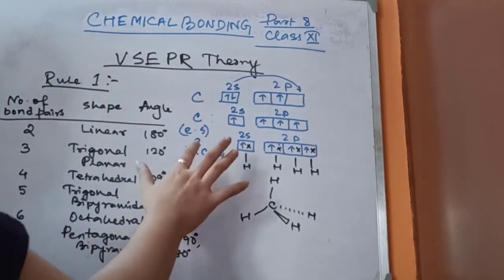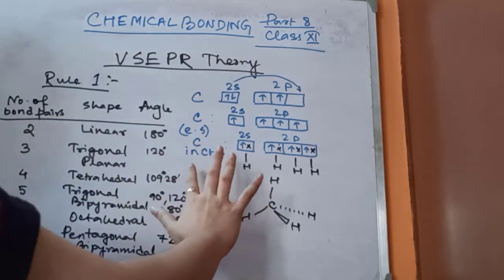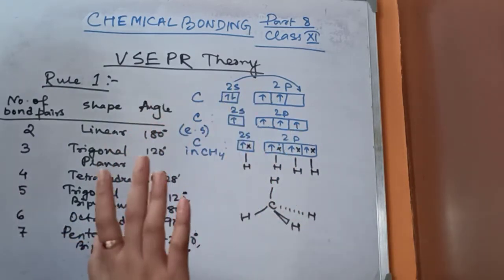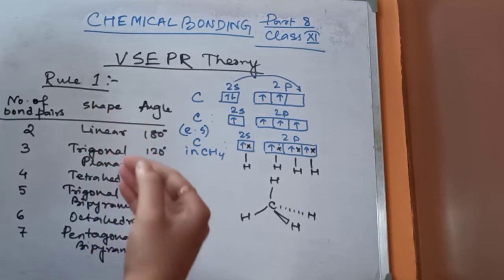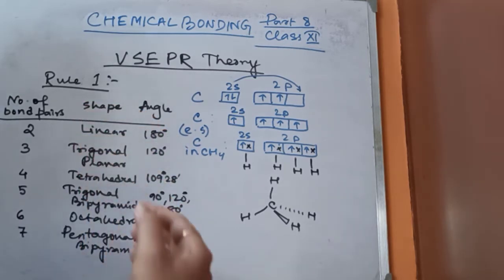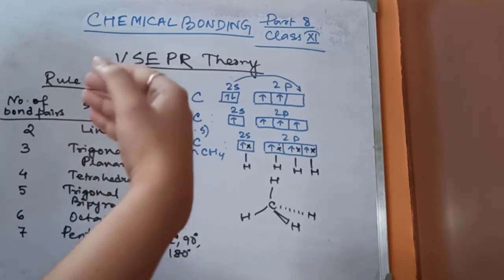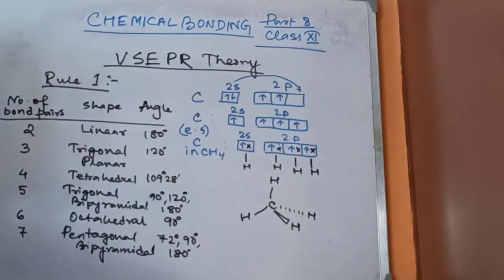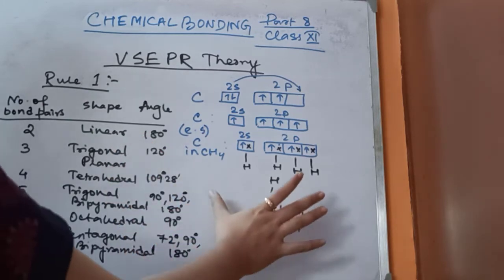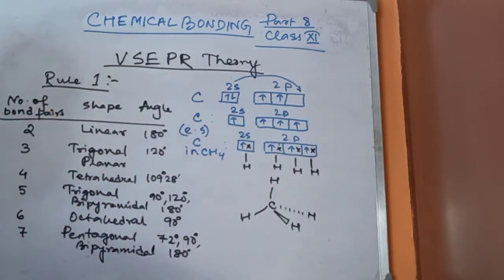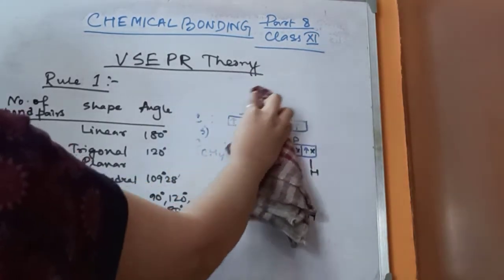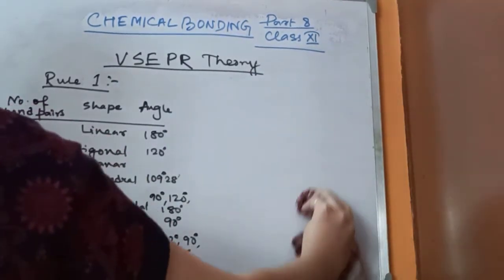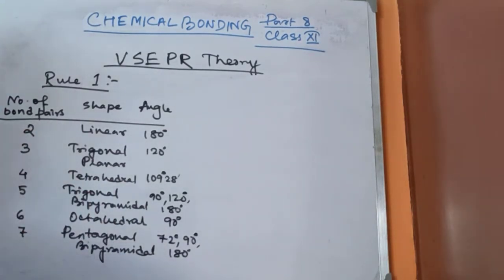Now, in the methane molecule, we do not have any lone pair. But the rule was that the shape depends on the valence shell electron pairs. Electron pairs means it consists of both the lone pairs as well as the bond pairs. Now I will come to another molecule in which we will have a lone pair. So let's come to ammonia.